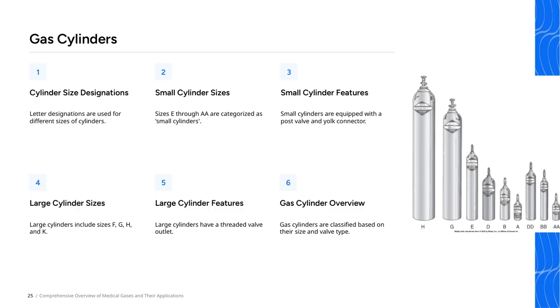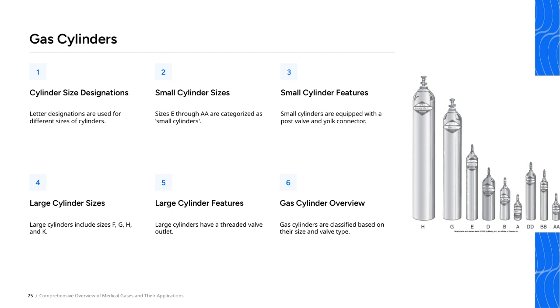Now, focusing first on large cylinders, these typically feature a threaded valve outlet. This design allows for secure attachment and is suitable for high-volume applications. The large cylinders come in several sizes, specifically F, G, H, and K, each designed to meet different capacity needs.